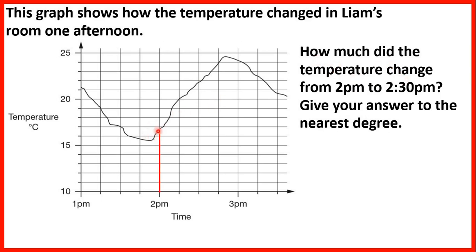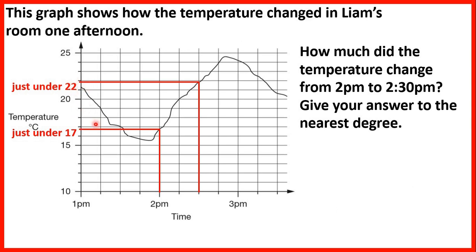So at 2 p.m., we can see that the temperature was just under 17 degrees. Remember, each little line is a quarter of an hour, so we'll have 2:15 and then 2:30 will be here. And if we read across, we can see that the temperature at 2:30 is just under 22 degrees.